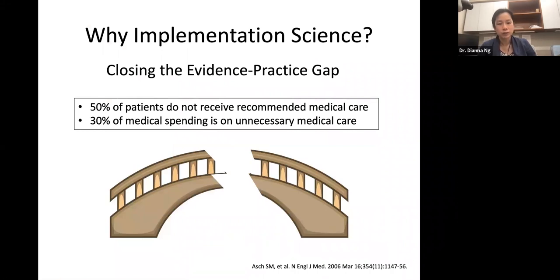So I mentioned implementation science earlier. Really, I see it as the field that allows us to systematically close the evidence and practice gap. Implementation science really arose because studies in the US were showing that about half of patients in the US do not receive recommended medical care, despite there being good evidence. And then also 30% of medical spending is on unnecessary medical care.